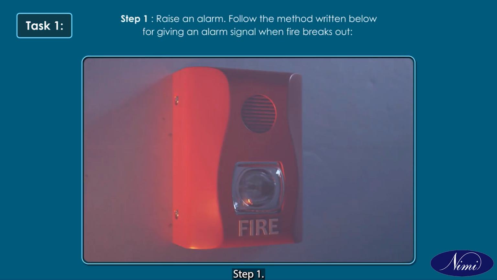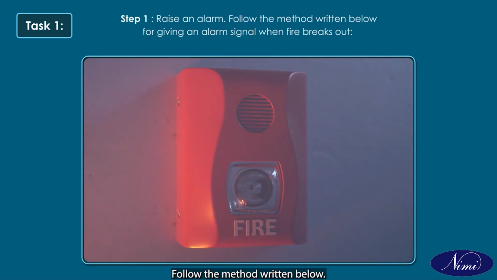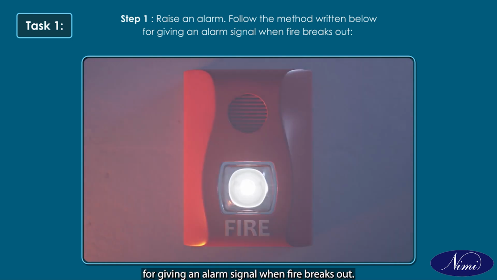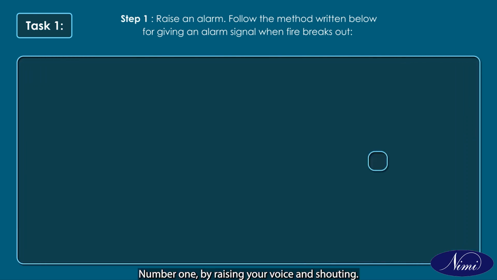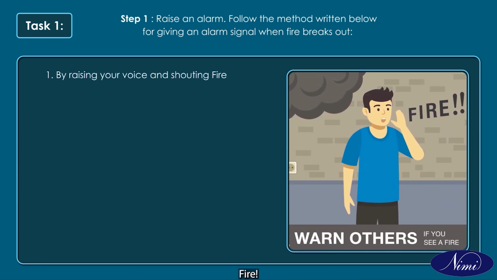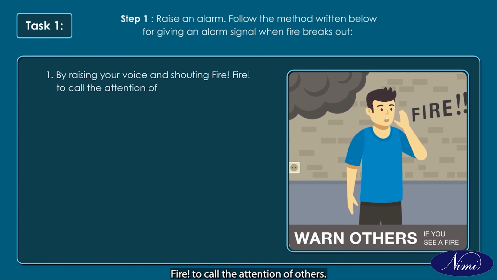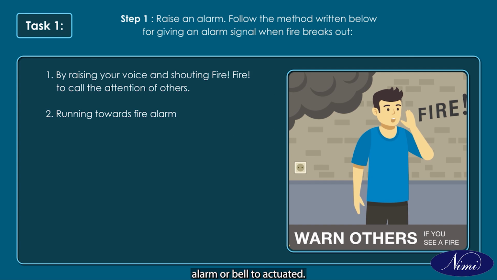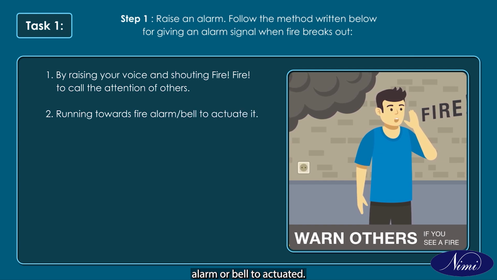Step 1. Raise an alarm. Follow the method written below for giving an alarm signal when fire breaks out. Number 1. By raising your voice and shouting, "Fire, fire," to call the attention of others. Number 2. Running towards the fire alarm or bell to actuate it.